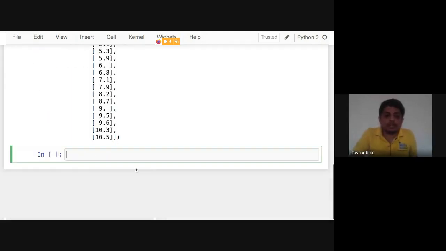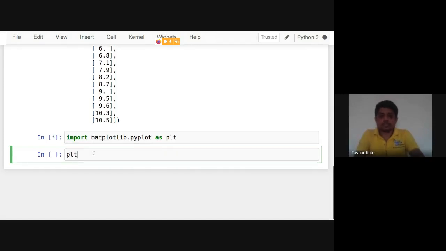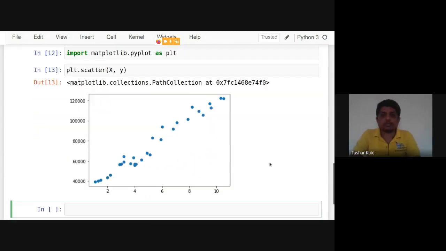Okay, fine. Now I want to build the model, but before building the model, I just want to see whether the data is linearly connected or not. So we'll use a visualization technique. See, I'll plot using the scatter plot. So let's see the scatter plot, x against y, and you can observe this now.